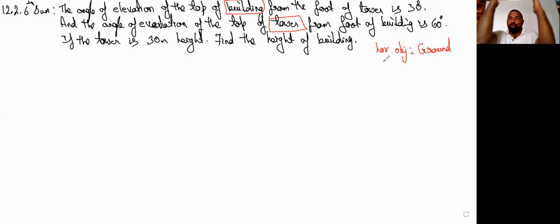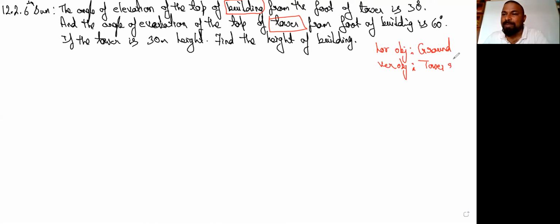And we are having two vertical objects, the ones which are standing vertically on the ground, making 90 degrees. Vertical objects, we are having the tower and the building. Tower and building, both are vertical objects. Now, slant objects or hypotenuse objects like wire, rope, thread, those are not given in this question. So three objects totally: ground is the basic horizontal object and the two vertical objects.